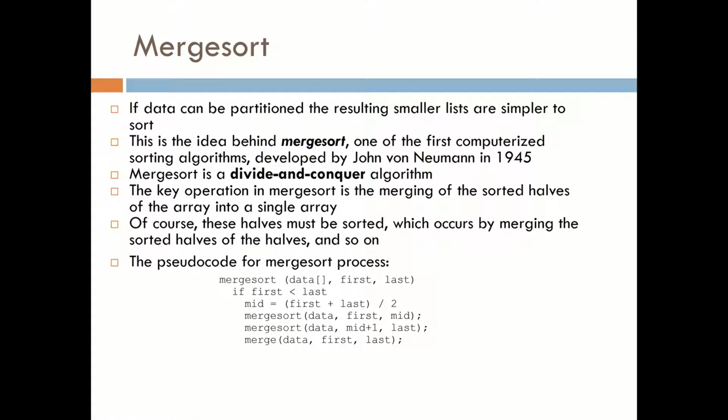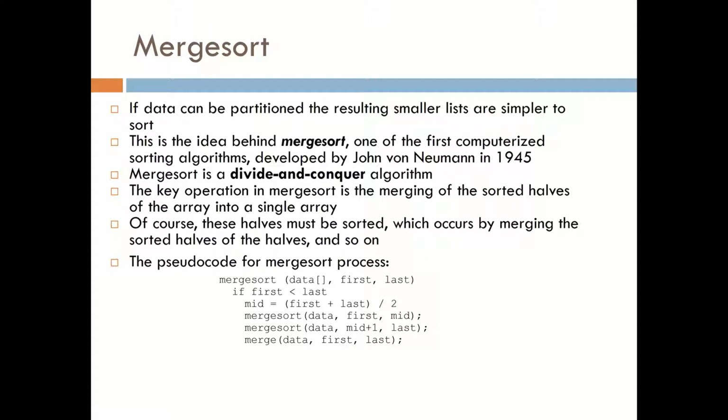Next, we will examine merge sort and how it works. If the data can be partitioned into smaller chunks, it can obviously be easier to sort the list. And that's the idea behind merge sort. It was first developed by John von Neumann back in the 1940s. And this is a divide and conquer algorithm.